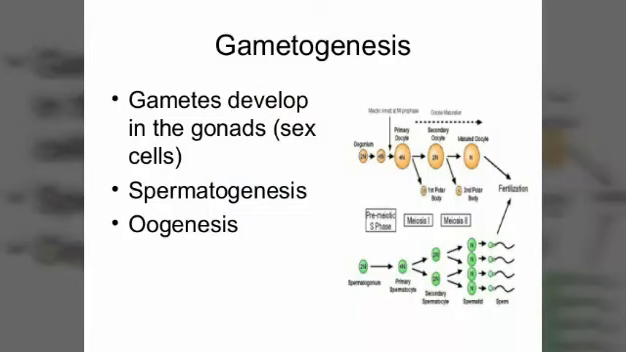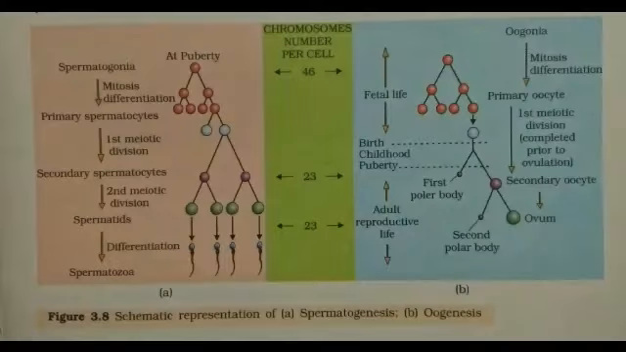What is gametogenesis? The gamete development process is known as gametogenesis, and gametes develop in the gonads, or sex cells. It is categorized in two parts: spermatogenesis and oogenesis. Formation of sperm is known as spermatogenesis, and formation of ovum is known as oogenesis.